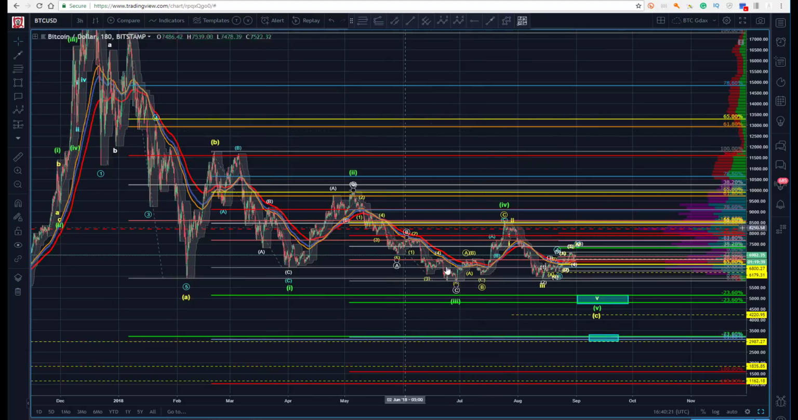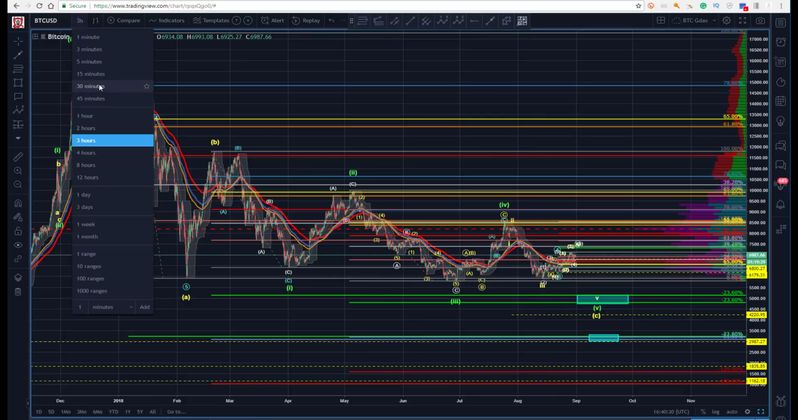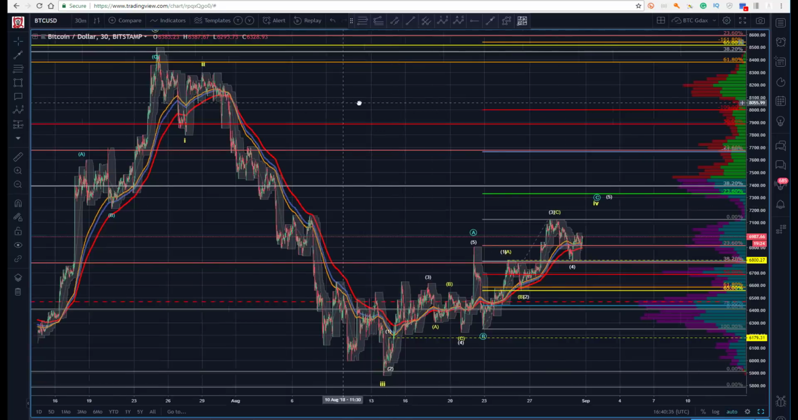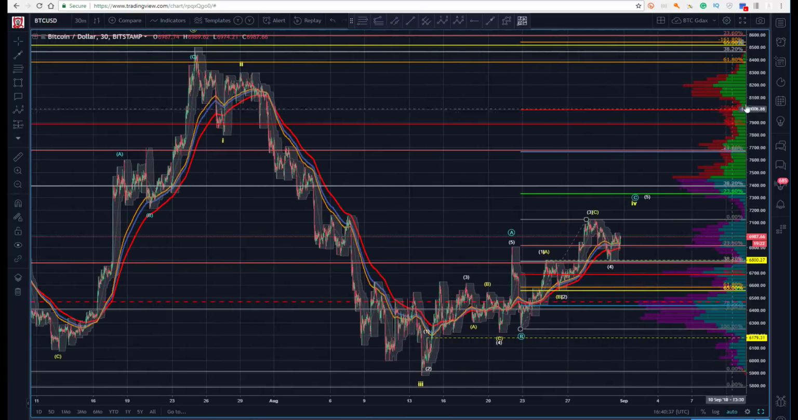And the biggest problem throughout all of this has been the last move down. It's almost impossible to get a clean impulse out of that because of what happened down here around the low. So let's go dig into it and see if we can make any sense of it here. So I'm going from the 3 hour down to the 30-minute.